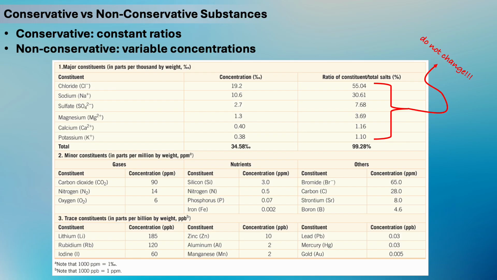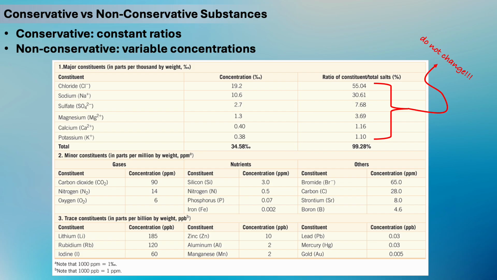Let's take a closer look at some of these ions. A conservative substance is one whose concentration changes only with dilution or concentration of seawater, not because it is actively added or removed. Sodium, chloride, and the other ions that we just spoke about are classic conservative ions. Their ratios remain nearly constant throughout the ocean. We will come back to this in a moment. But first, let's talk about non-conservative substances.